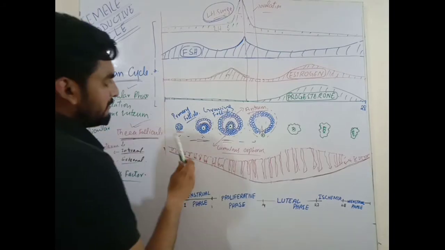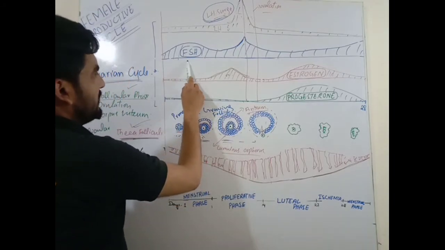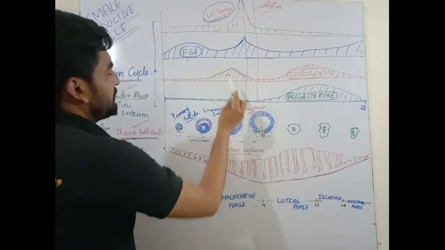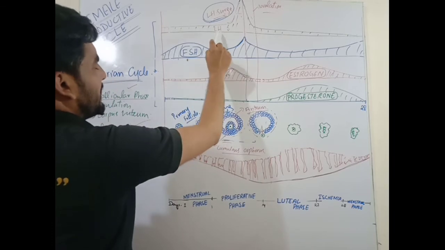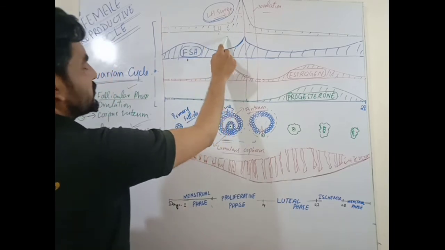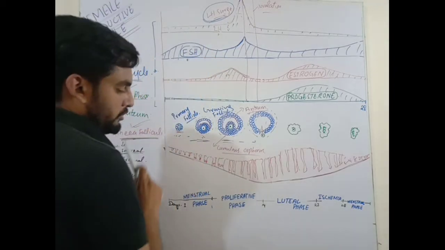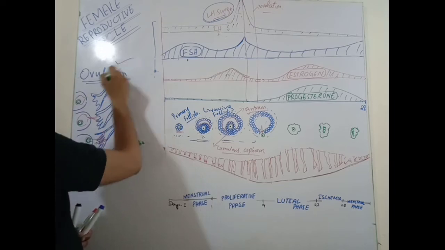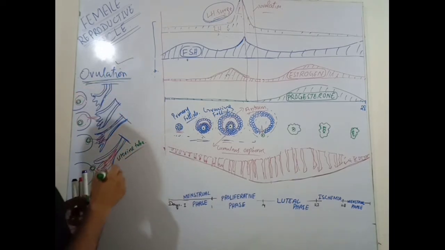So in the development of follicles, the main hormone was FSH at the start, but at the later stages of the follicular phase, LH also has its role in the formation or development of follicles. After studying the follicular phase, now we see ovulation of the ovarian cycle.